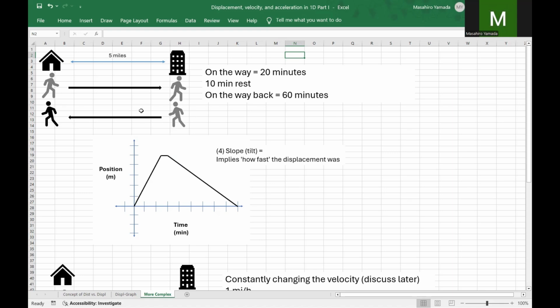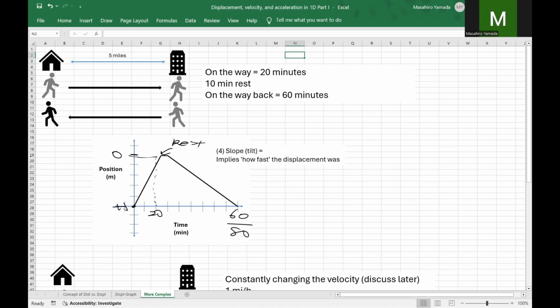If you plot this scenario over time, what you see is something like this. From his home to his office, which is 5 miles away, it took 20 minutes. And he rested for 10 minutes. That's why you see a flat line. And on the way back, it actually took 60 minutes to cover the same distance.